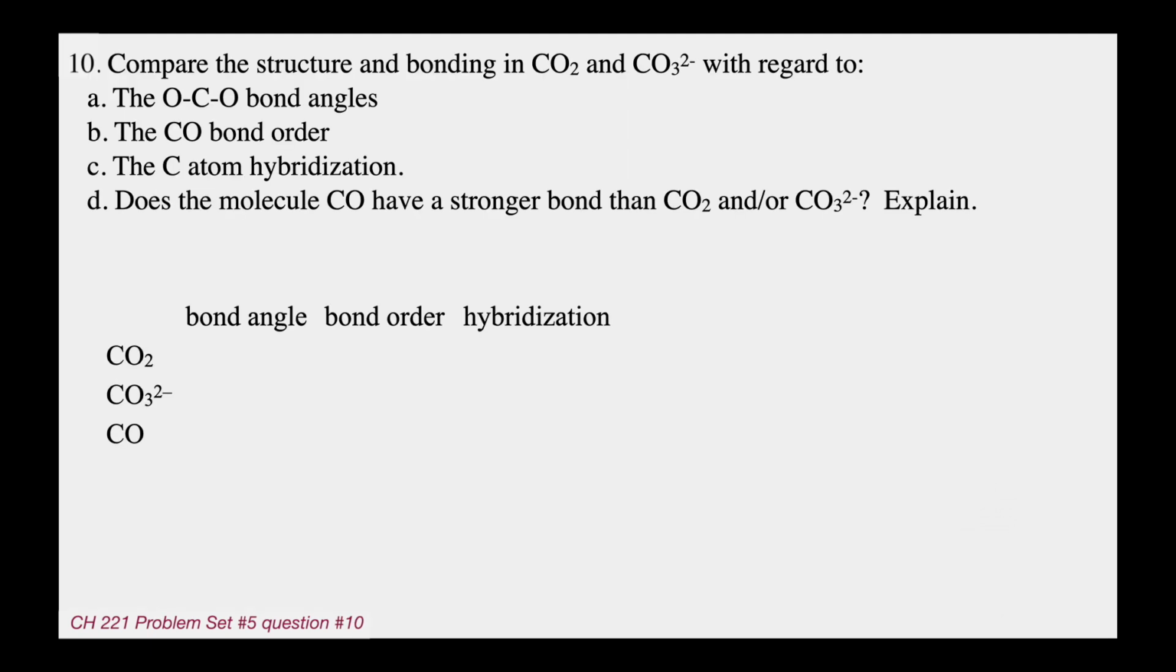Here's a problem where we're comparing CO2 with CO3 2-, the carbonate ion, and we're going to think about them in terms of bond angles, bond order, hybridization, and finally we're going to compare both of those to carbon monoxide, CO. So, big surprise, first thing you need to do, draw the Lewis structures.